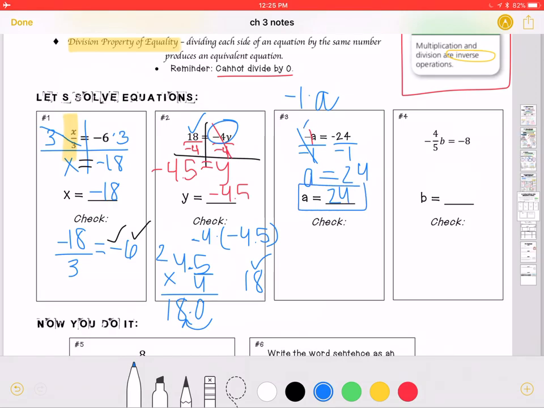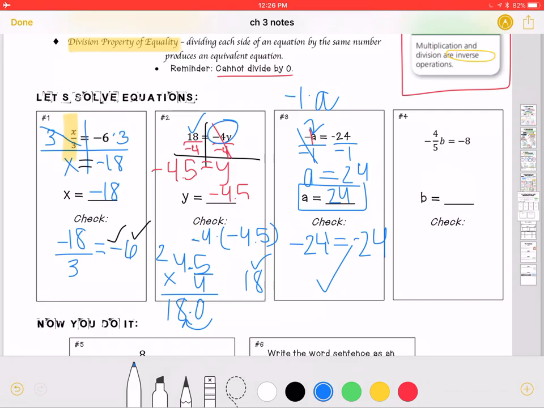Check yourself. All you're doing is plugging it in for the variable. So -24, does that equal a -24? Are they equal to each other? Yeah, that was my check sign. We're good to go. We know we're right. That was easy.